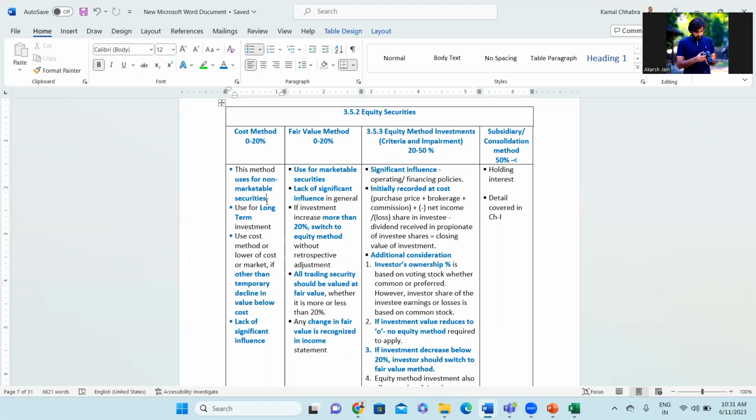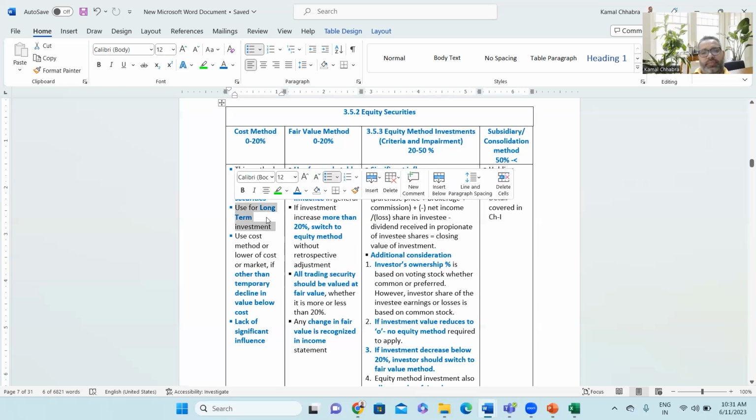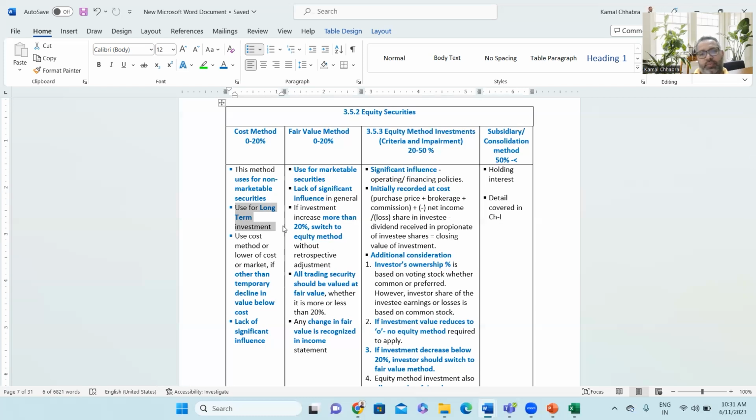Second important thing is the investment which you have made is not for trading. It is a long-term investment, right? You can use the cost method when you are making an investment for a long-term period. If you are making an investment for sale, then it is your trading investment. Make sense? And trading is always valued at fair value.